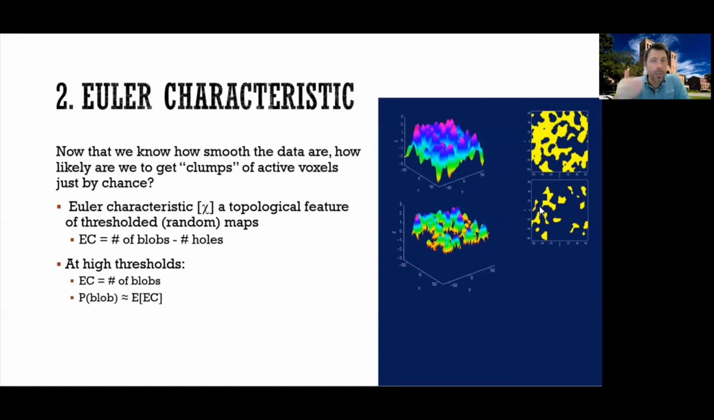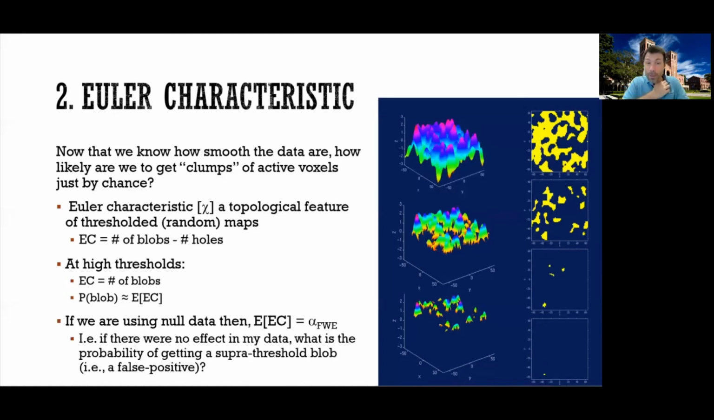So we're using this property of the Euler characteristic to find, in a smooth field that is just as smooth as my data, where I should threshold so that I have at most a 5% chance of getting one blob or more above that threshold in null data. And so we can make this threshold even higher. And now I only get, let's say, these 4 blobs right here. And then we can make the threshold even higher. And now I get only 1 blob. And the expected value of the Euler characteristic at this threshold approximates the probability of getting at least 1 blob.